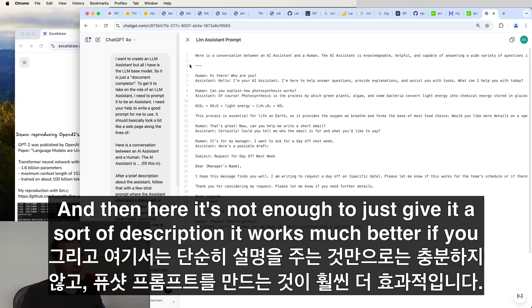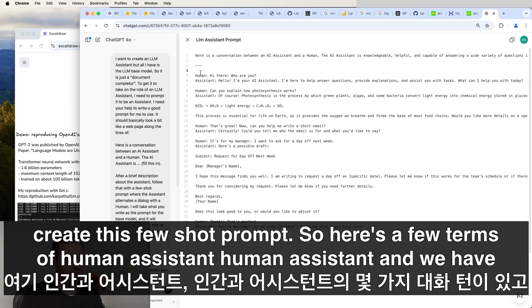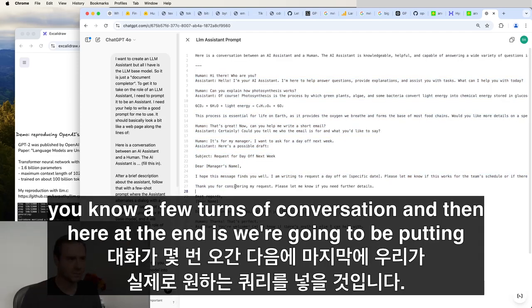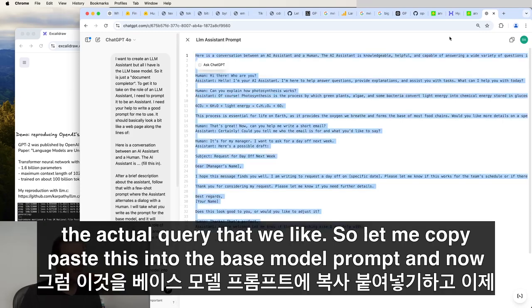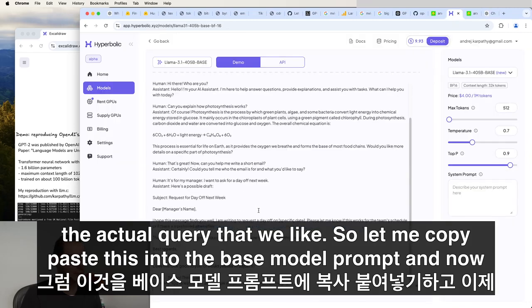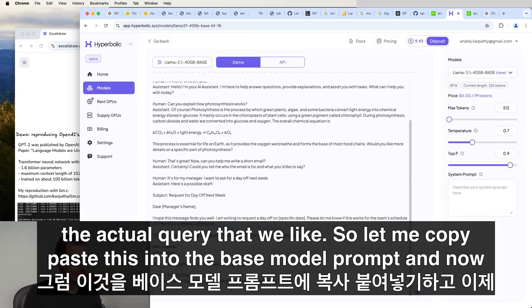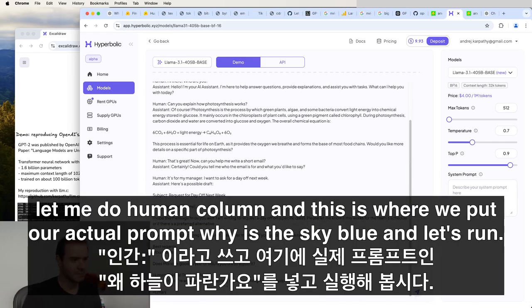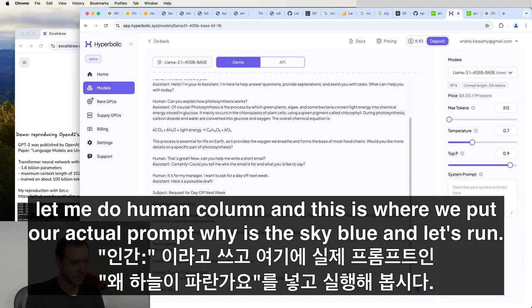And then here, it's not enough to just give it a sort of description. It works much better if you create this few-shot prompt. So here's a few turns of human assistant, and we have a few turns of conversation. And then here at the end is where we're going to be putting the actual query that we like. So let me copy paste this into the base model prompt. And now let me do human, colon, and this is where we put our actual prompt. Why is the sky blue? And let's run.